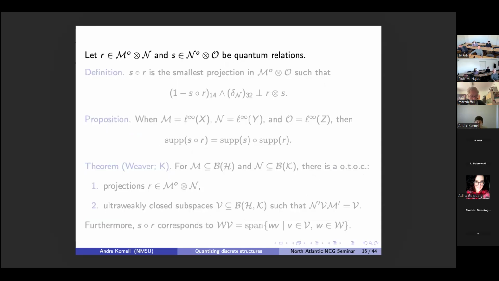Okay, so we need to talk about how to compose two of these quantum relations. We have an R, we have an S, and the definition is that S after R is the smallest projection in the appropriate tensor product such that this condition holds. 1 minus that projection, sub 1, 4, this is leg notation, meet delta N sub 3, 2 is orthogonal to R tensor S. So one thing to point out is that this projection and this projection commute with each other. So I could have just omitted this symbol and have us read this as a product of two projections.